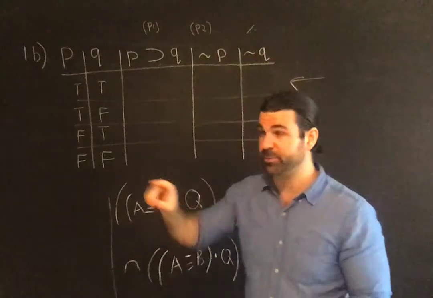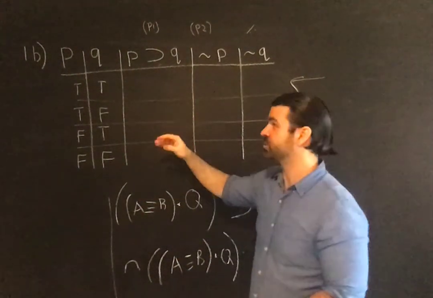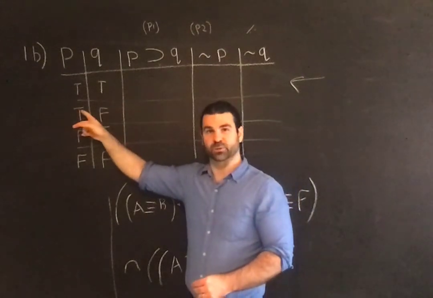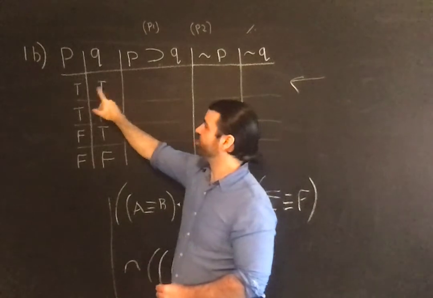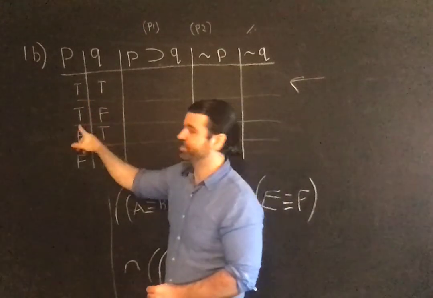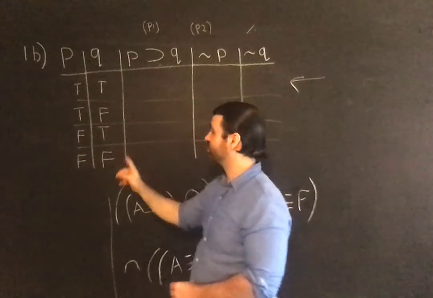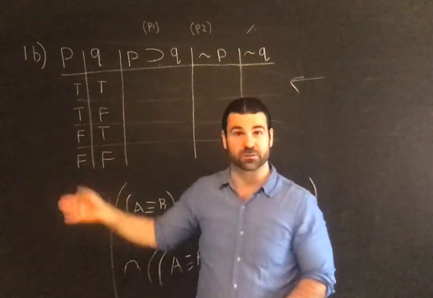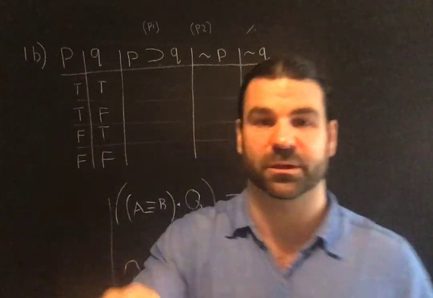If there's only two variables, like here, P and Q, it's just 4 rows. P is true or false, Q is true or false: Q can be true when P is true, Q can be false when P is true, Q can be true when P is false, or Q can be false when P is false. If there were 3 variables, we would have 8 rows. I'm going to continue in the next part.